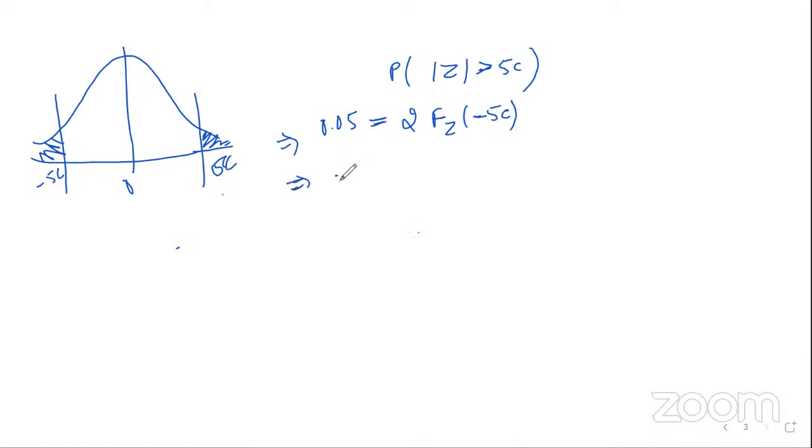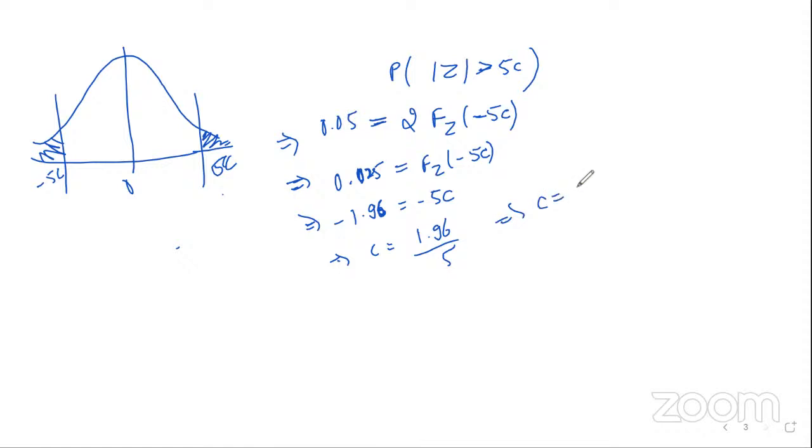So how do we find it? We can write this as 0.025 equal to Fc of minus 5c. And this 0.025 corresponds to minus 1.96. And this is going to be minus 5c. So c becomes 1.96 divided by 5. So what is 1.96 divided by 5? It comes out to be 0.392.